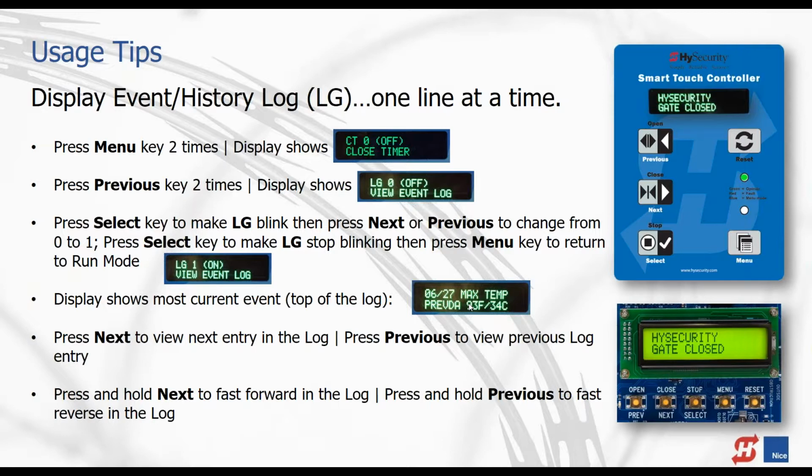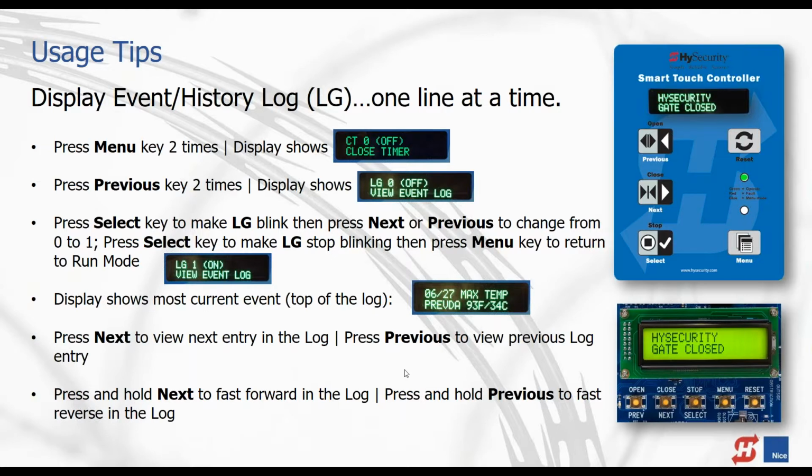So at the very top is the most current. We stored 320 entries, and as you go next, then it's going to be looking at the event that happened right before that one, and you're going to step down through that. If you want to go faster through that, press and hold those previous and next keys. They'll fast forward or fast reverse.